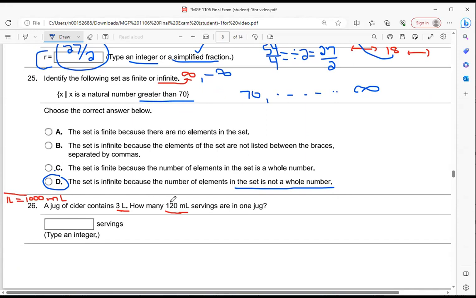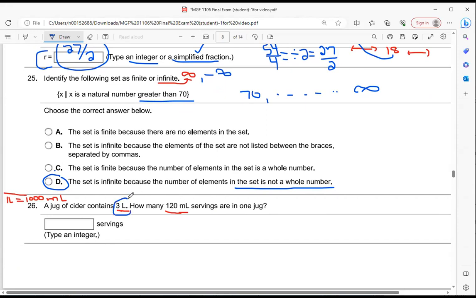For 26, a jug of cider contains 3 liters. How many 120 milliliter servings will be in that jug? So notice that we have milliliters and we have liters. So we have two different increments. We need to change both our units to milliliters so that we can answer this question.